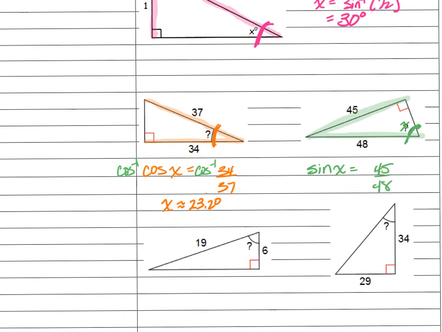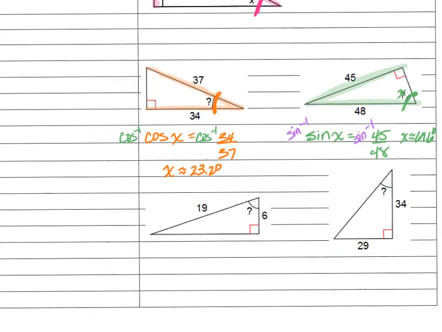Okay, so sine inverse. I put that into my calculator, and x is approximately going to equal 69.6 degrees. Make sure you're labeling these, because this is an angle and angles are measured in degrees. So I just want to point that out. You need to make sure that that is correct.